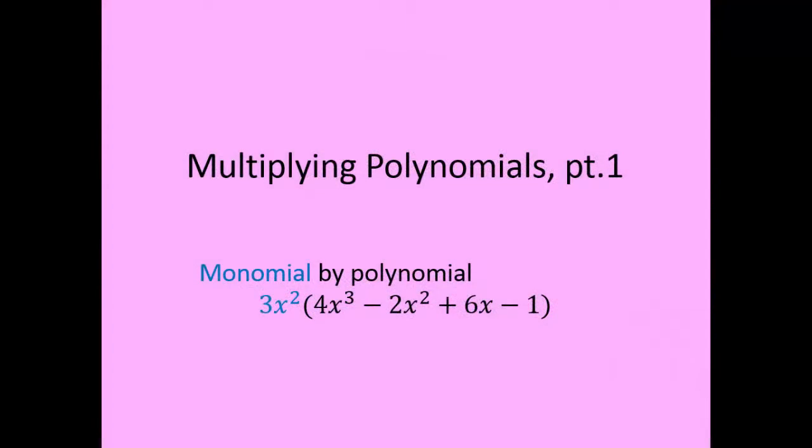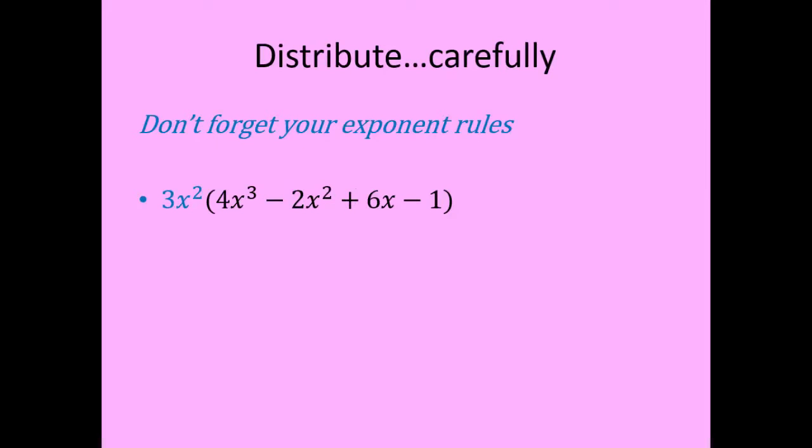Multiplying polynomials, part 1. When you have a monomial, that's just one term, times a polynomial with more than one term, you use distribution. So 3x squared times the first term, and the second, and the third, and the fourth. Let's try that. When we multiply these two, we multiply the coefficients and get 12.